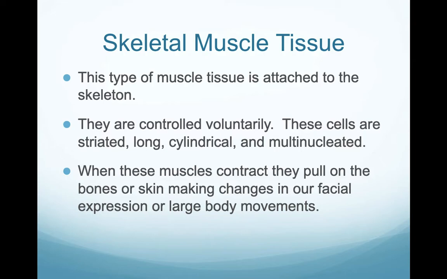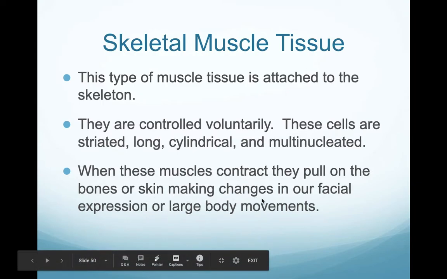The reason they are multinucleate is that originally it was multiple cells that fused together into one. So that's why I can end up with some really long cells that go all along your thigh. These are the ones that pull on your bones to allow your joints to move, and then also on your skin and your face to allow for all your facial expressions.